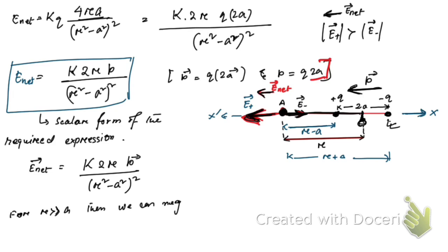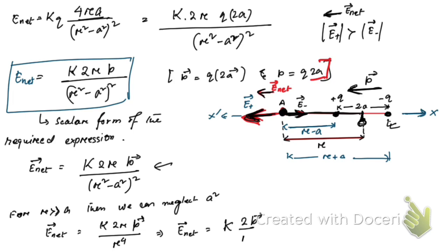then we can neglect A square in this expression. So then the above expression becomes K 2R, this is P dipole moment, by R to the power 4. Neglecting this, R square whole square is going to be R to the power 4. Then if this R cancels R to the power 4, we get R to the power 3. Then E net is equal to K into 2P by R cube. That's what we're going to have, right? This is the required expression.